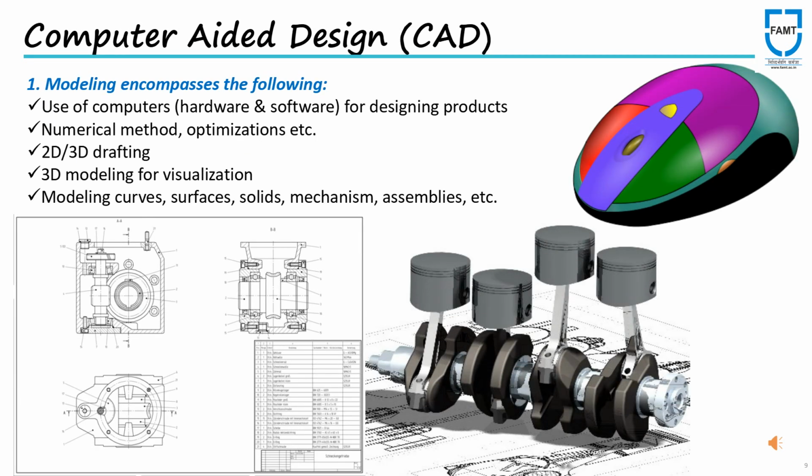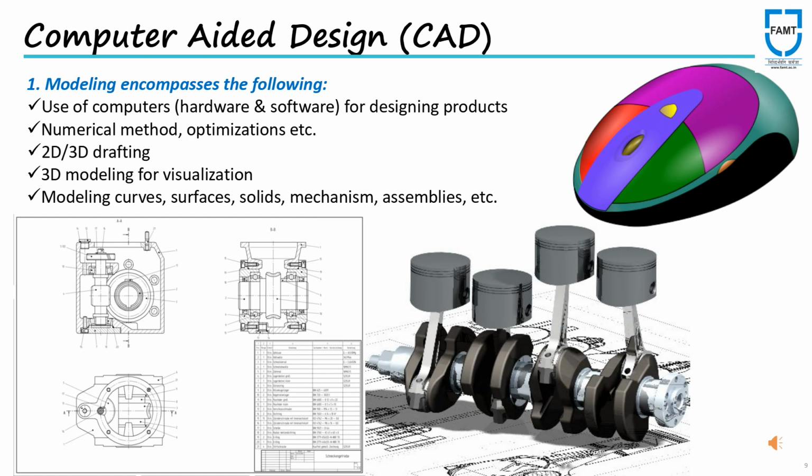Modeling consists of various functions. Computers are used for designing, and a computer consists of hardware and software, needless to mention, used for designing various products. Numerical methods like finite element analysis are used for the purpose of optimization. 2D and 3D drafting is done, which comes under the umbrella of modeling. And 3D modeling is done for better visualization.